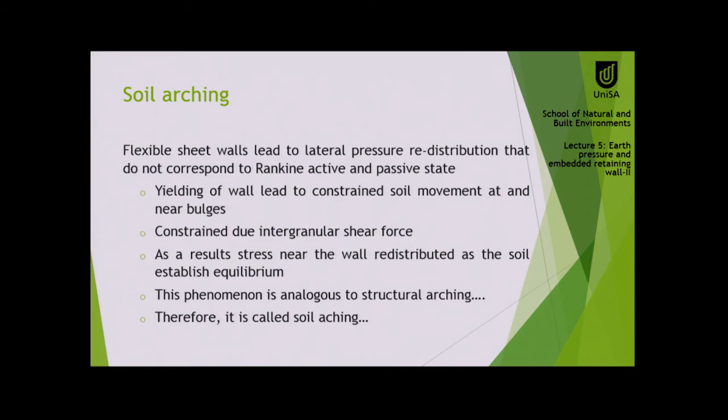But something happens apart from the Rankine theory. It is called soil arching. So a flexible sheet pile wall leads to lateral pressure redistribution that does not correspond to Rankine active or passive pressure. So yielding of the wall leads to constrained soil movement at or near a building. Let me explain it a little bit. Constrained movement means soil doesn't flow like water. It flows, but it would be restricted. That is because the soil particles have intergranular friction, shear force, so it doesn't flow.